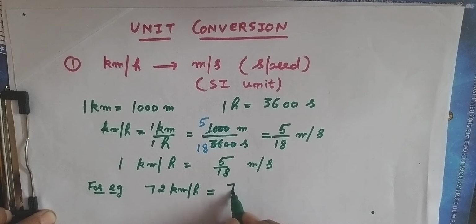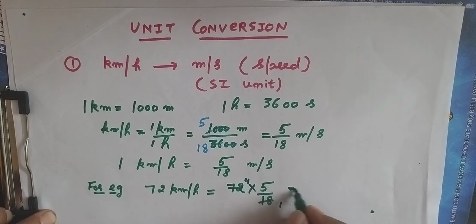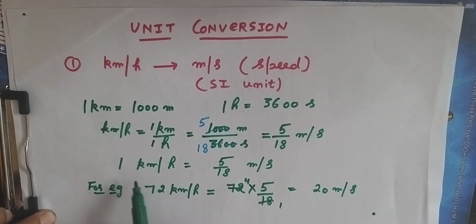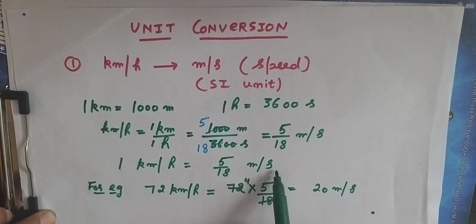In that case, I can simply multiply 72 with 5 upon 18. 18 goes into 72 four times, and 4 times 5 is 20. So it's 20 meter per second, right? How have I done this? Since I know that 1 kilometer per hour is equal to 5 upon 18 meter per second, whenever I have to change kilometer per hour into meter per second, I can simply multiply that term with 5 upon 18. I'll get the answer in meter per second, right?